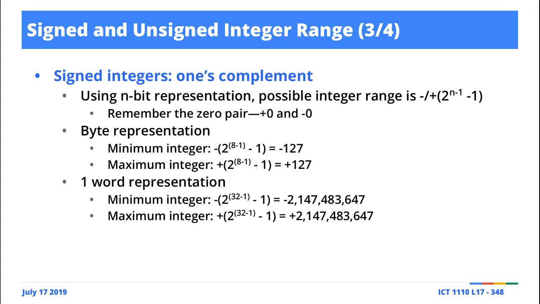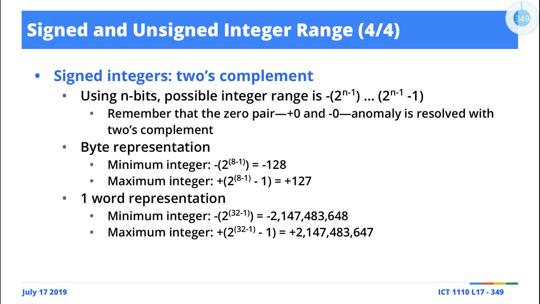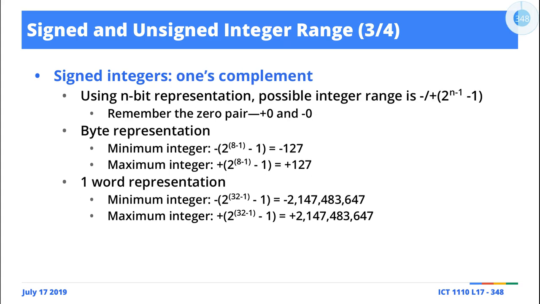Oh, this is wrong. Sorry, I apologize for this. What I was thinking here. For one's complement, it's the same thing. Because we're faced with the same problem as signed magnitude, the problem of having two zeros, same formula.